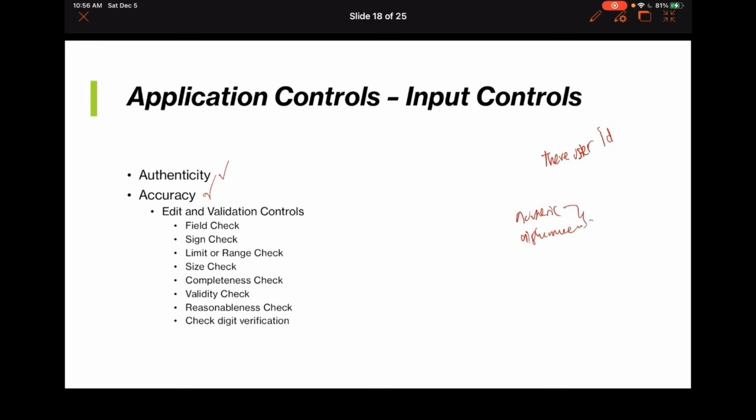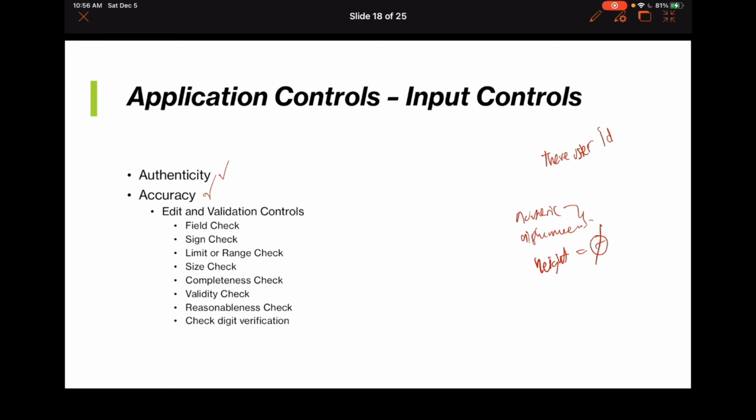Next, sign check validates that the data in the field has an appropriate positive or negative sign. For example, if the field is height, of course, if negative, it is not allowed. It's going to be checked with the sign check.